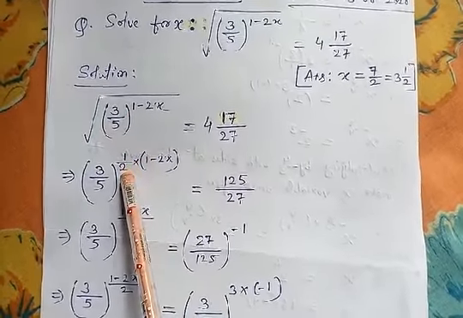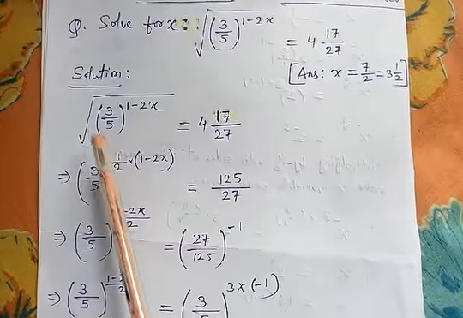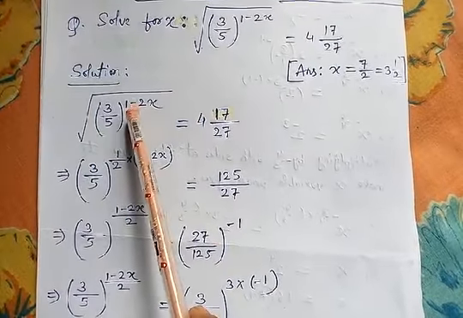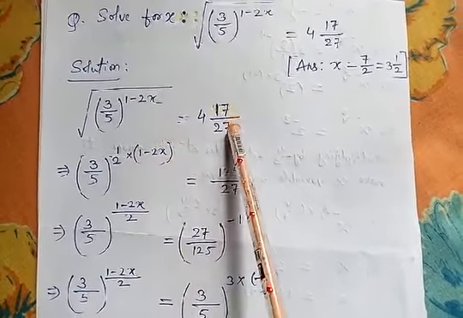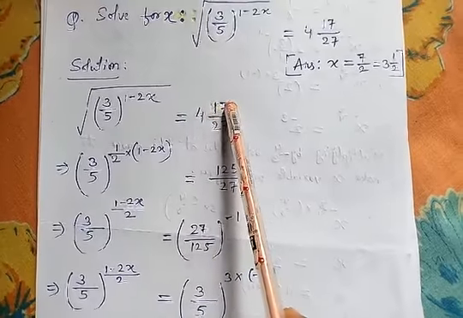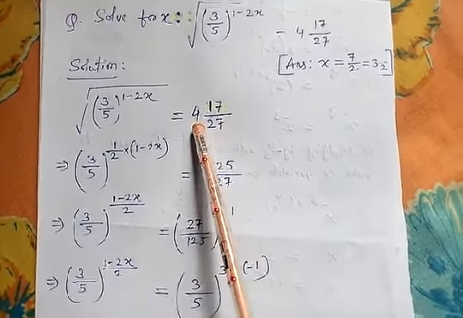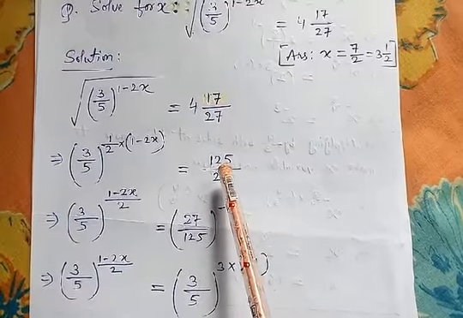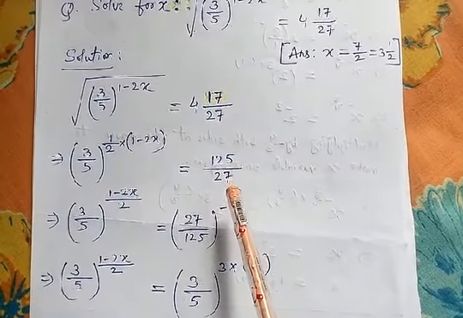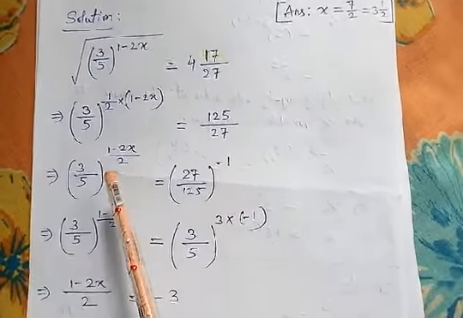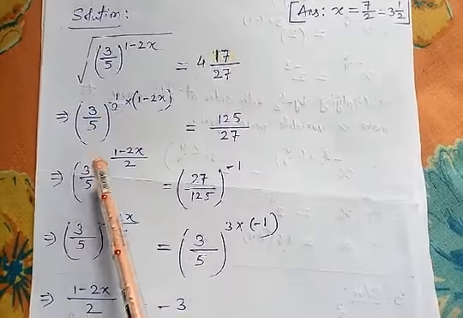And so this is just new power which has come by removing the root over, and 1 minus 2x is the old power, and this one we multiply with 4 and add with 17. That means 27 into 4 we should multiply and then add 17. Our answer is 125 by 27. Now here we have base 3 by 5.